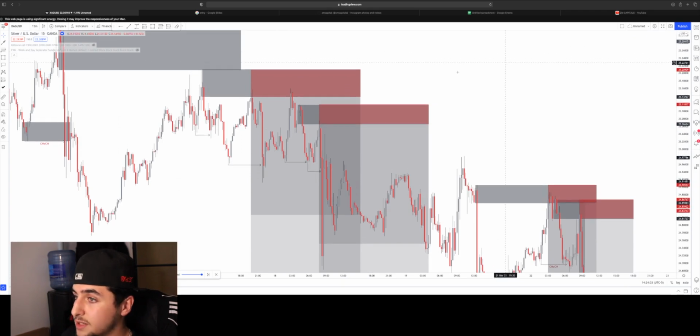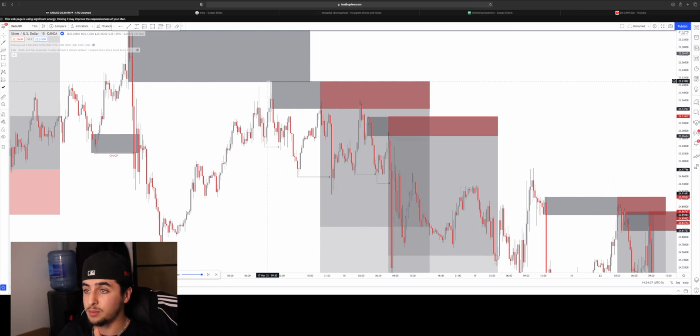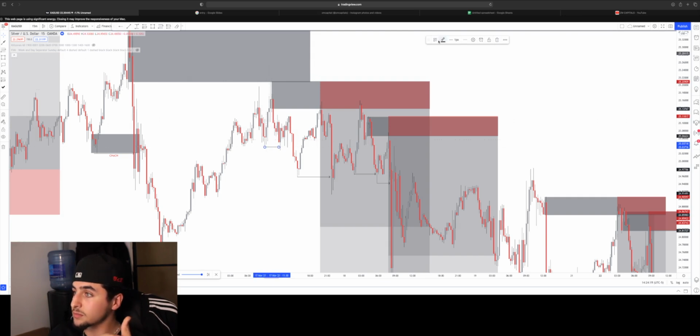Now let's focus on the price action right here. Once price mitigated into this area of supply and actually rejected, that's when we knew that supply was now in power. As price mitigated, it took out the lows on the 15-minute. That was a change of character.